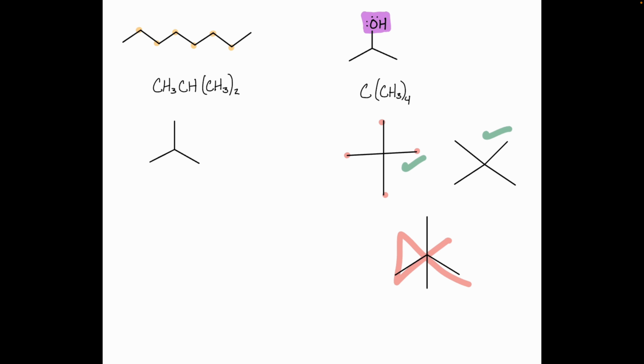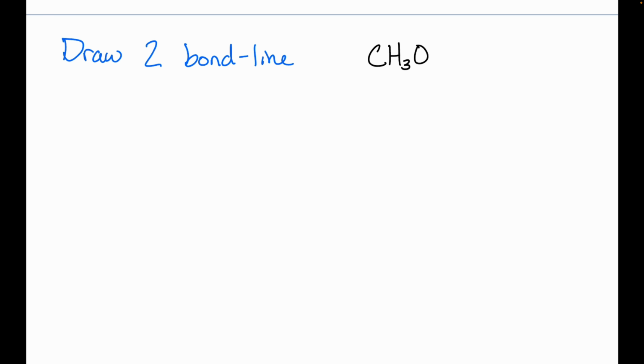Cool. All right, so now you're going to draw 2 bond line structures that correspond to the formula CH3O with a minus charge.